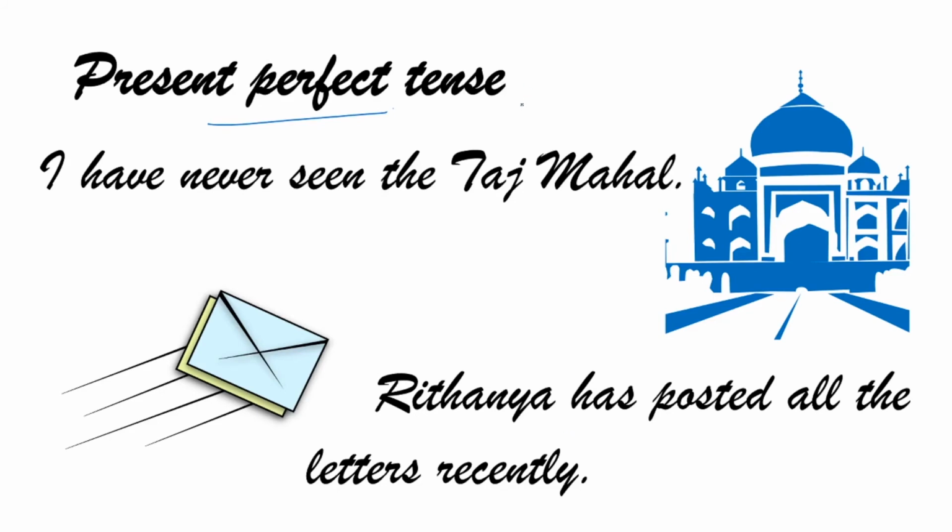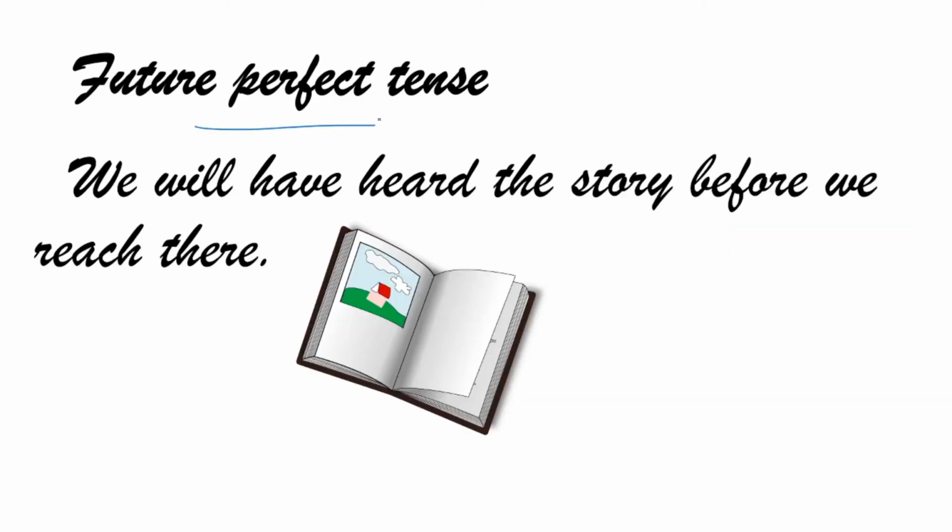So the general pattern is subject plus has or have plus verb in its third form. As I have already told, for perfect tenses, we have to use the verb in its third form. Has is used for he, she, it and singular subjects, whereas have is used for I, you, they, we and plural subjects. And then moving on to future perfect tense.